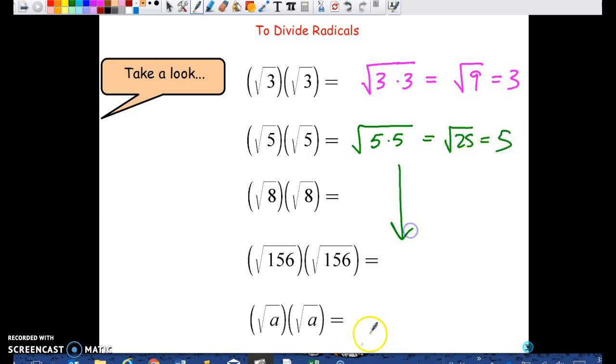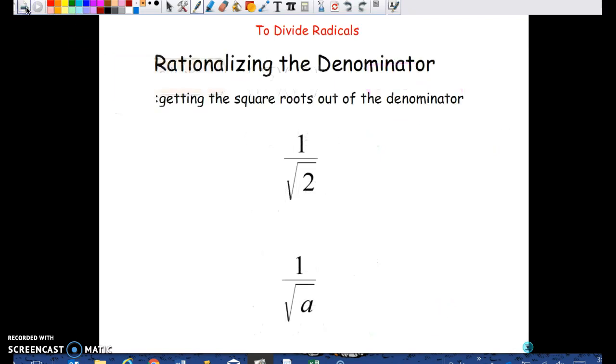This would go down all the way. I'm not going to go through all of them. Just know in general, the square root of a times the square root of a would just equal the square root of a squared, which is just a. Now you need to remember this for the next part.